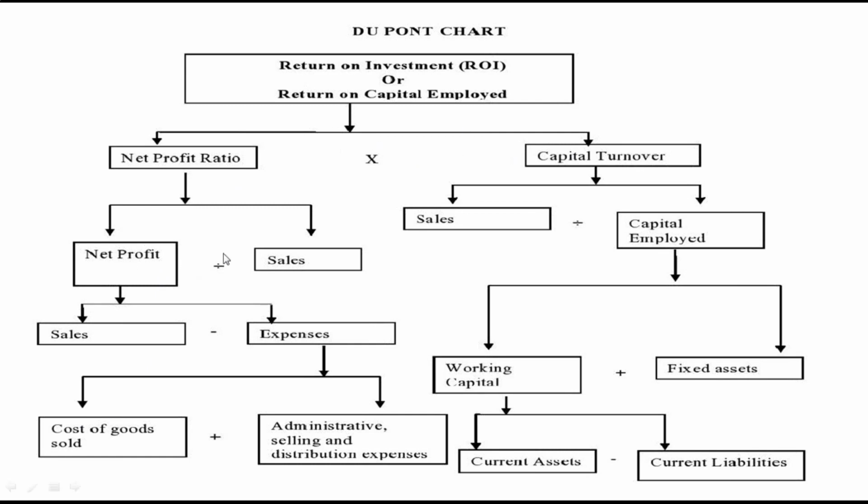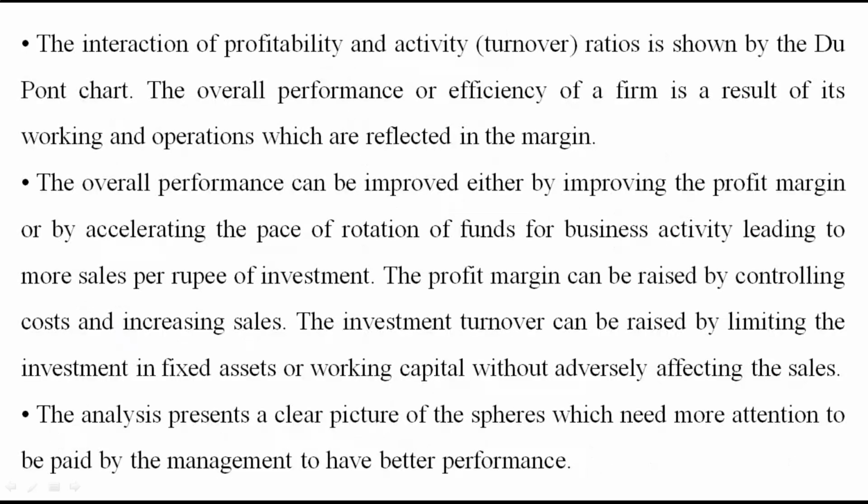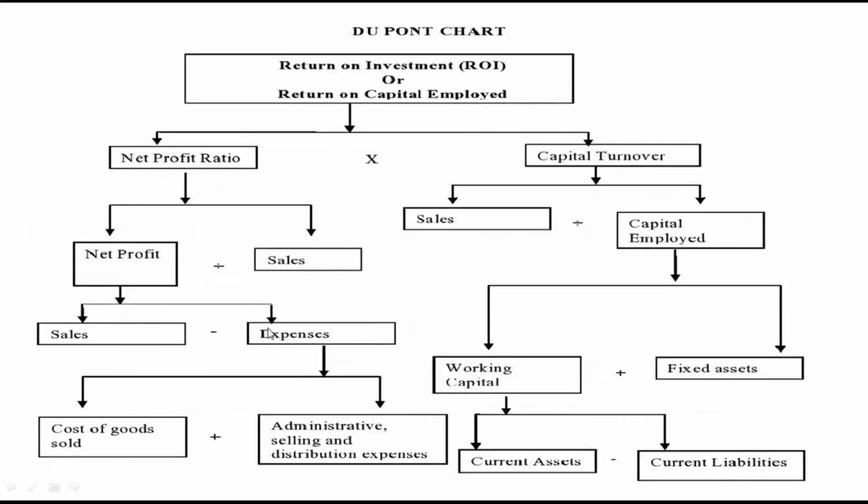Net profit ratio is net profit or operating profit divided by sales. Further, net profit is sales minus all of the expenses. Expenses here we consider all operating, that is cost of goods sold plus admin, selling and distribution expenses. If I talk about capital turnover, it's sales divided by capital employed, where capital employed is working capital plus fixed assets, and working capital is CA minus CL.